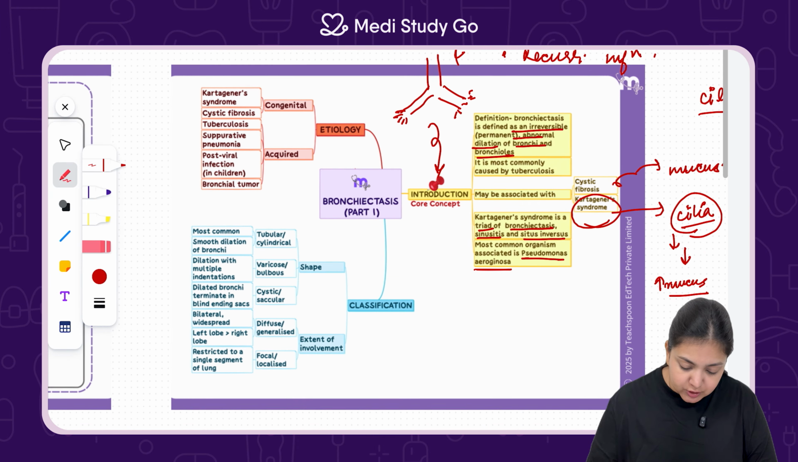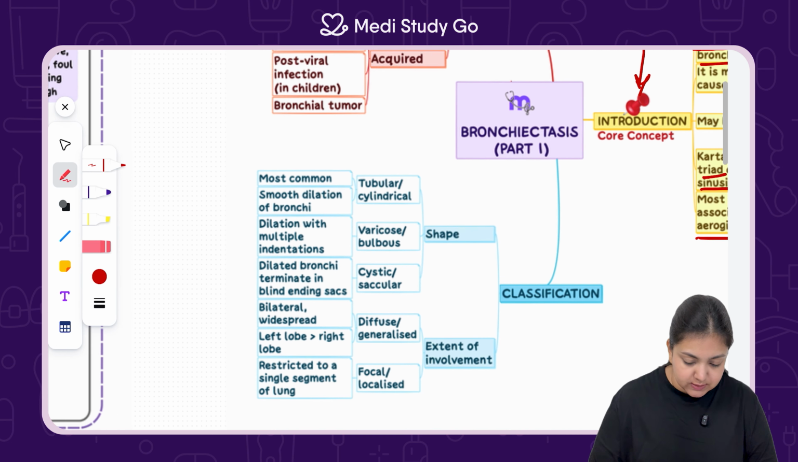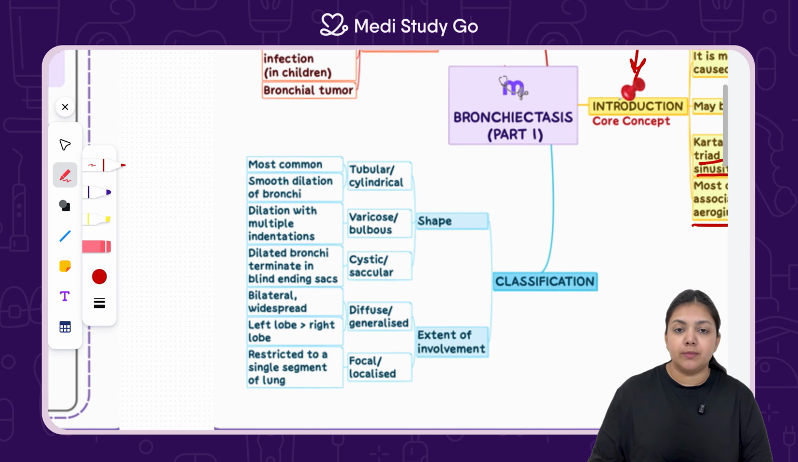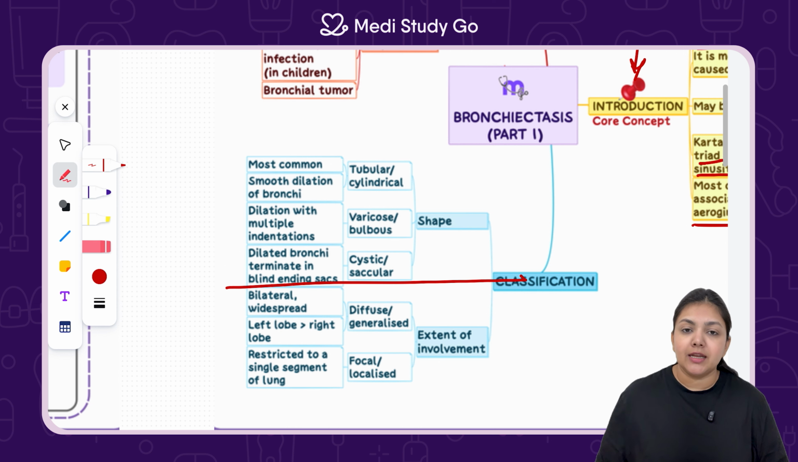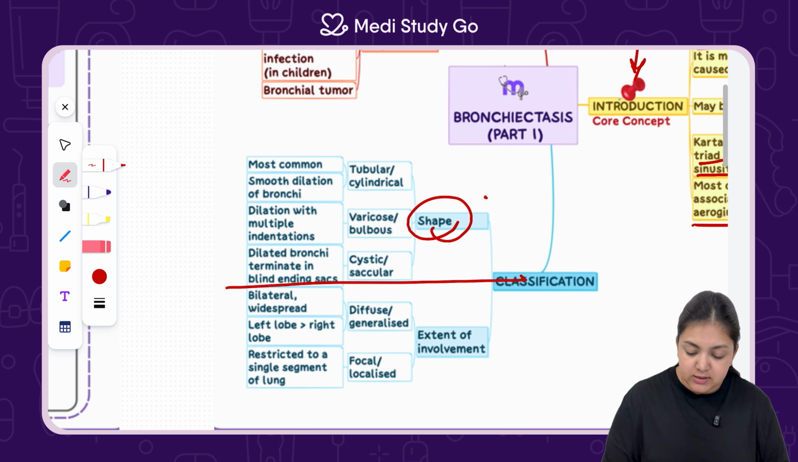Once we know the introduction, we need to know the types of bronchiectasis, which have been classified on the basis of several criteria. Starting with the first and foremost criteria, which is the shape of the bronchiolar tree. First and foremost is tubular or cylindrical. This is the most common, wherein a smooth dilation of the bronchi occurs. Suppose this is the normal bronchi, a smooth dilation in the same format occurs.